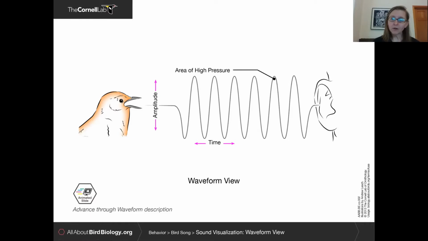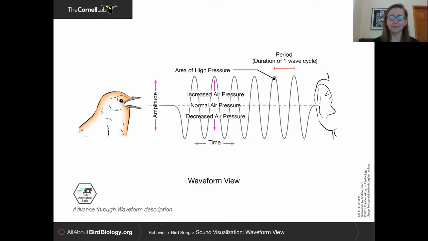By looking at a waveform view, though it's not quite as easy as some other views, you can also say something about how high or low pitched that sound is. That is by measuring the distance between two peaks of a wave. Here's a nice diagram describing high air pressure, normal air pressure, and low air pressure, looking at the amplitude of the sound wave.